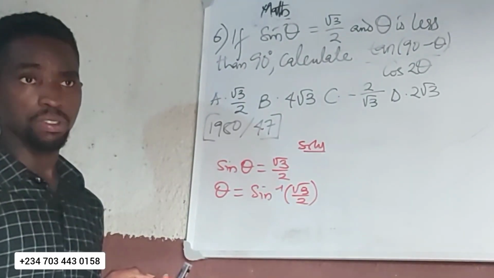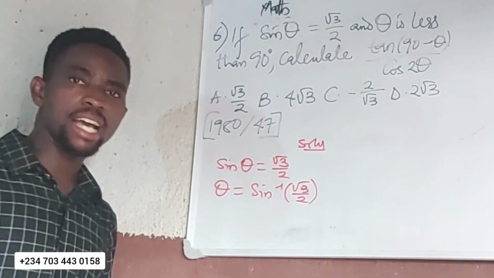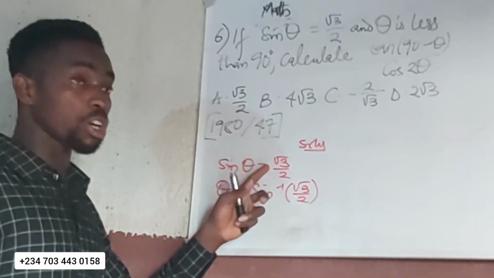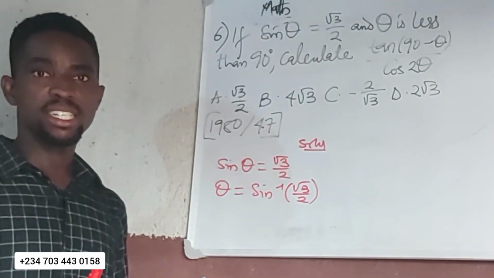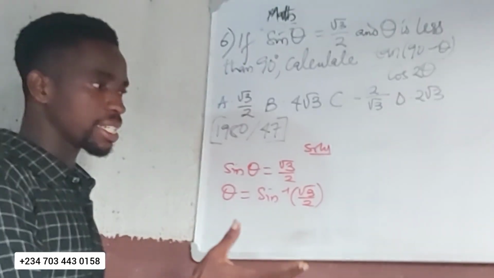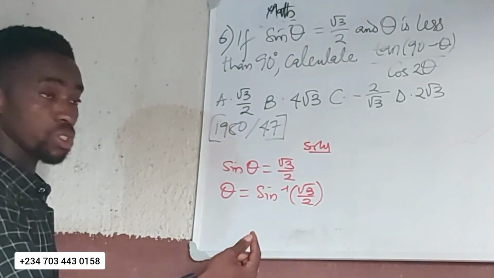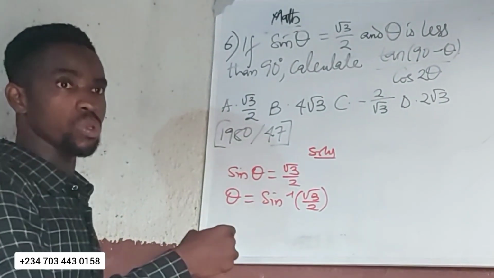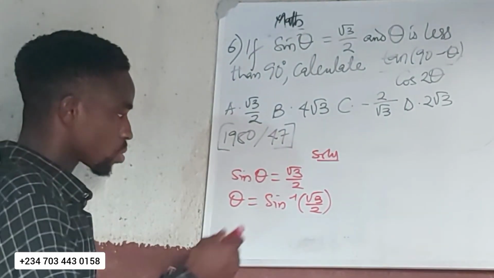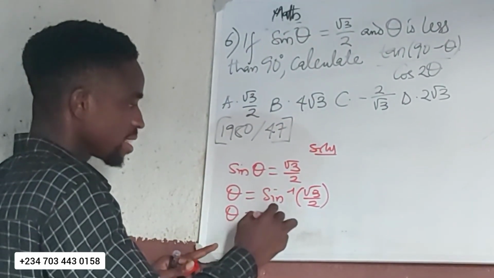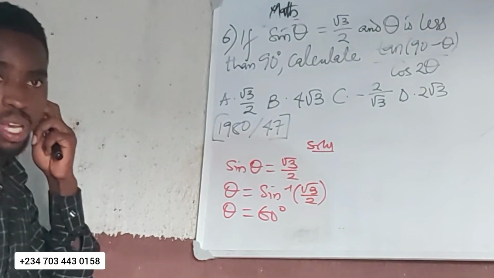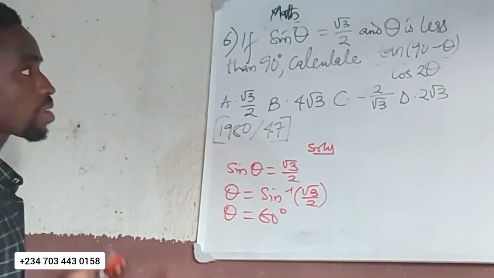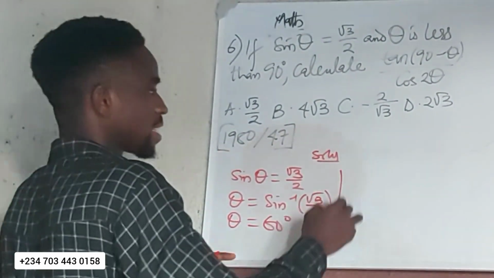And sine inverse of root 3 upon 2, that is the sine of the angle that will give you root 3 upon 2, is actually 60 degrees. Because when we are deriving special angles, you know that sine 60 is root 3 upon 2. So theta, in this case, is 60 degrees. So once we have found the value of our theta, we'll now go ahead and put it here.